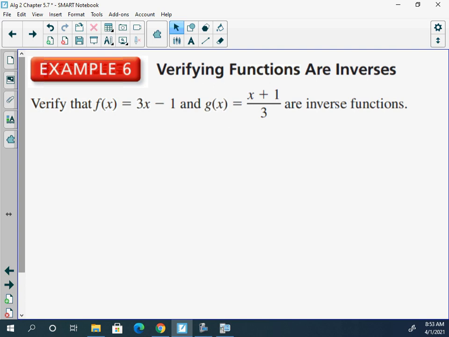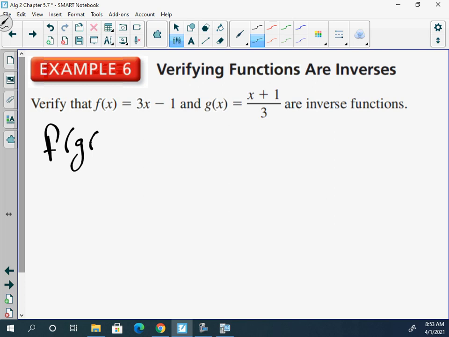So if these two are inverses, they will give us the exact same thing if I take f of g of x, and if I take g of f of x. If I do the composition function both ways, they will give me the exact same value if they are inverses. So we're going to look at f of g of x first.